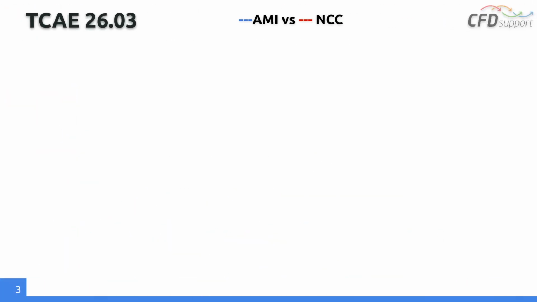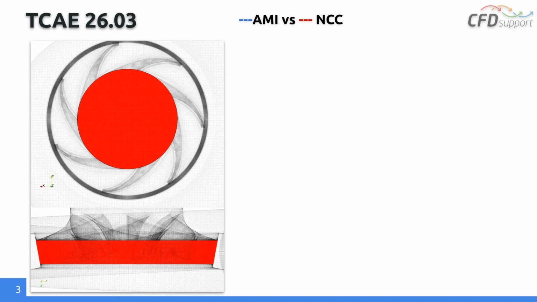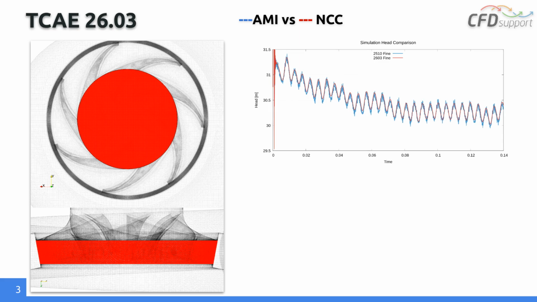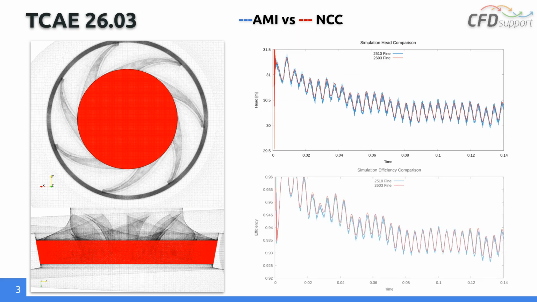Finally, we consider the very fine interface mesh resolution. This view shows the high-resolution mesh setup at the interface and the corresponding simulation head and efficiency plots. AMI gets better still, and NCC shows the same consistent performance. It's clear that while AMI performance is greatly dependent on the interface mesh resolution, the NCC is independent of mesh and shows smooth and consistent performance on all meshes.